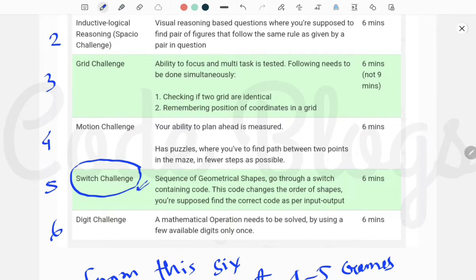The problem description is a sequence of geometric shapes. You are given some geometrical shapes as an input. They go through a switch containing a node, and this code changes the order of shapes. That means you are given a sequence of geometrical shapes, and this sequence will be reordered. After that you have to find the correct code for the input and find the desired output. The time available for this game is 6 minutes.